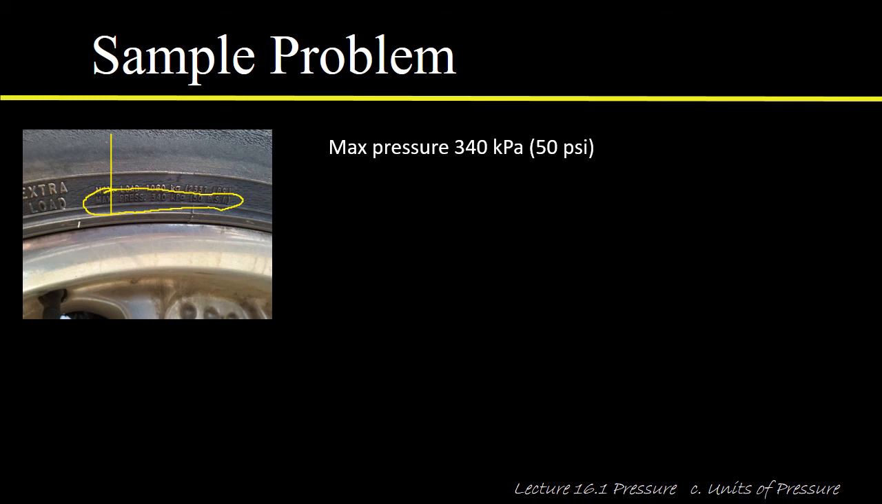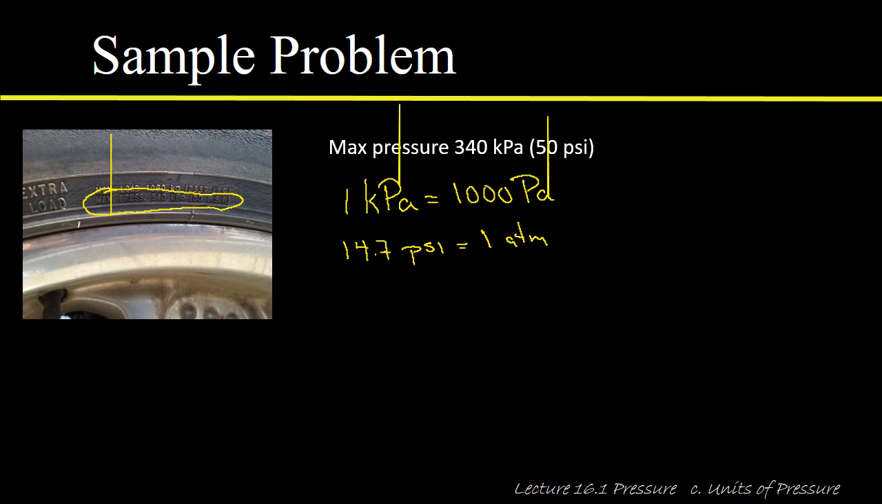So, just remembering our metric prefixes, we know that 1 kilopascal is 1,000 pascal. Okay, and we know that there are 14.7 psi in 1 atmosphere. Okay. So that allows us to convert between kilopascal and pascal and psi and atmospheres.